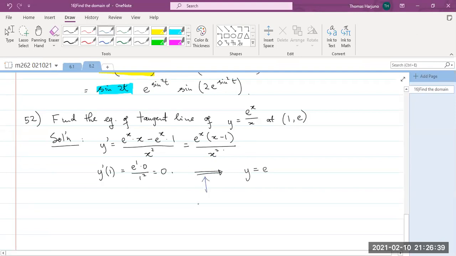Okay, how do you get that, Thomas? Well, the point slope form of the equation of a line: y minus y1 equals m times x minus x1. Remember that? The coordinate is (1, e), the slope is 0. Right? Okay, but y minus e equals 0, so y equals 0. I mean, y equals e. Well, the way I see it, it's a horizontal line, so y equals the y component of that coordinate for sure.